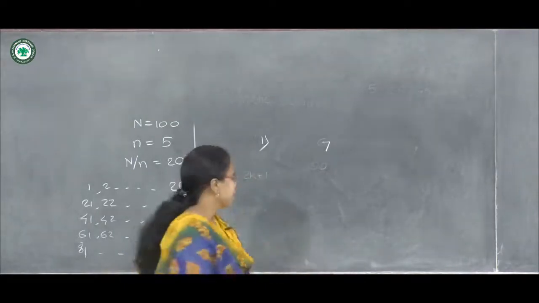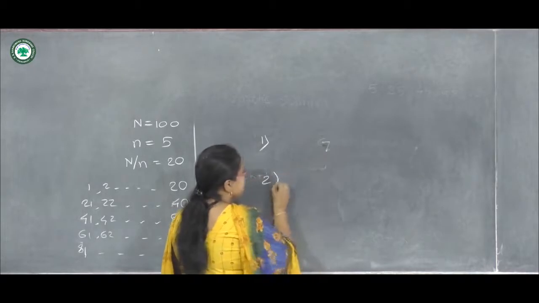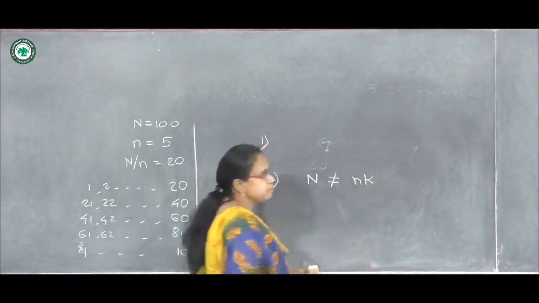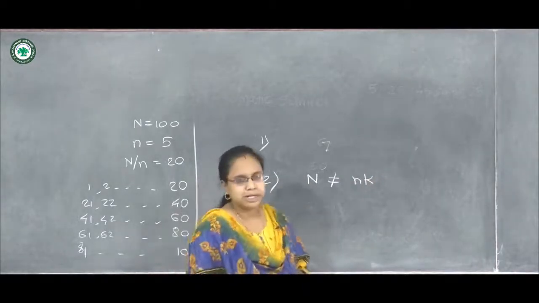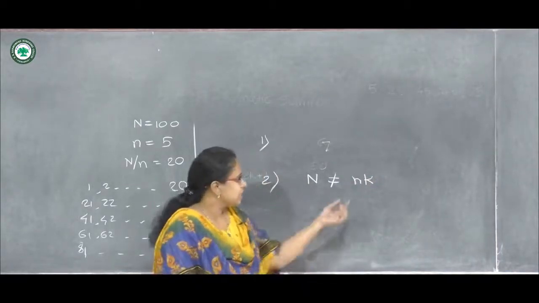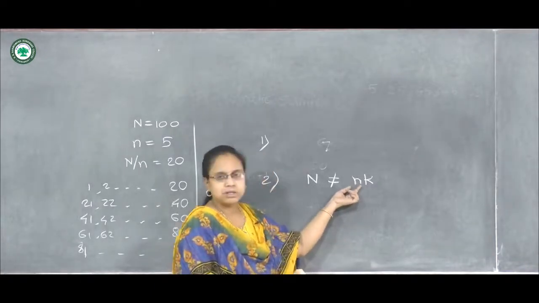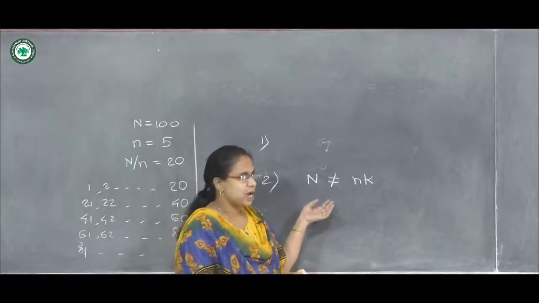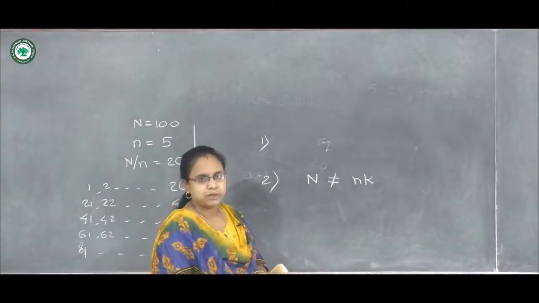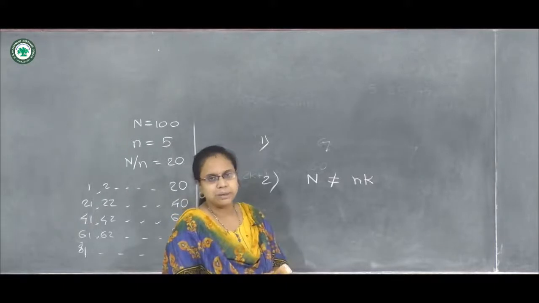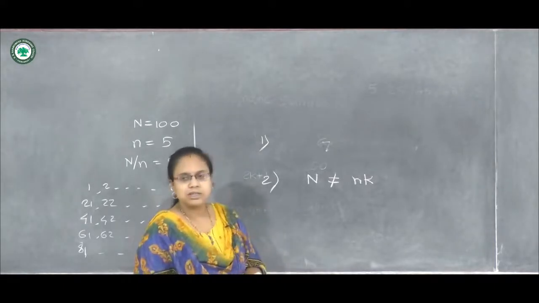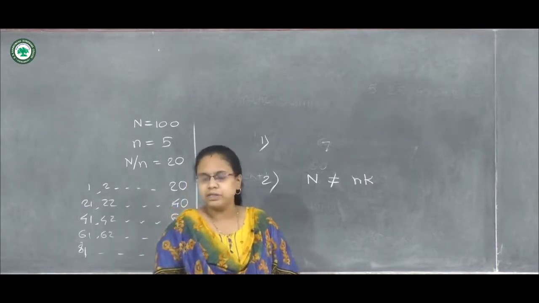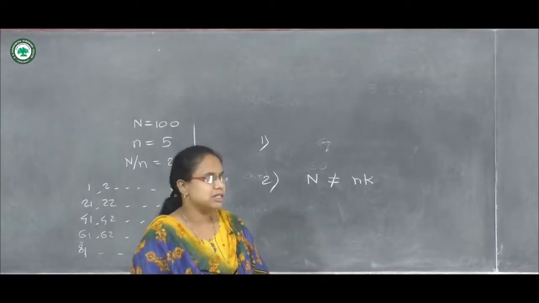The second drawback is, suppose capital N is not an integer multiple of small n, then we cannot form the k groups by dividing capital N by small n. In that case we have to use other methods of sampling, such as circular sampling. So these are some drawbacks of systematic sampling. The next sampling method is the cluster sampling method.